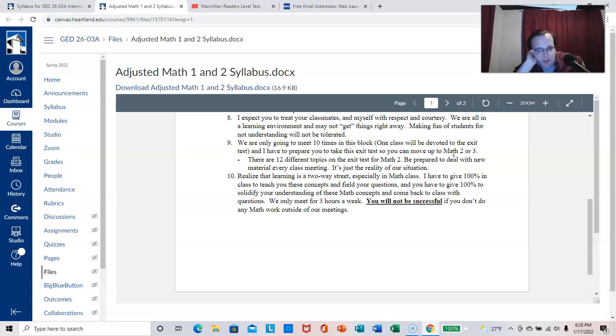Realize also that learning is a two-way street, especially in math. I have to give 100% in class to teach you these concepts and field questions. You have to give 100% to solidify your understanding of these math concepts and come back to class with questions. I can't beat math into your heads. You have to put in the work. If you don't put in the work, if you're only doing math for the hour and a half on Tuesday and Thursday, you're not going to get anywhere. I promise you that. You will get absolutely nowhere.